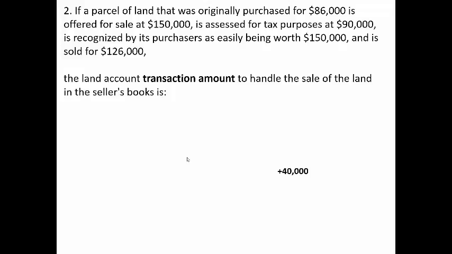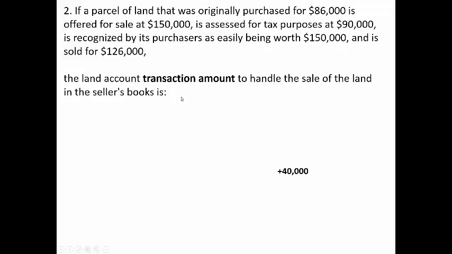If a parcel of land that was originally purchased for $86,000 is offered for sale at $150,000, is assessed for tax purposes at $90,000, is recognized by its purchasers as easily being worth $150,000, and is sold for $126,000, the land account transaction amount to handle the sale of the land in the seller's books is what?